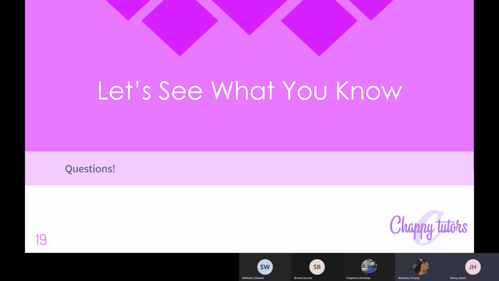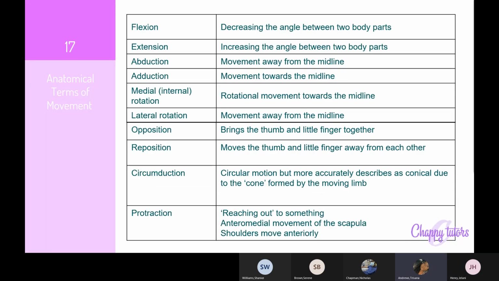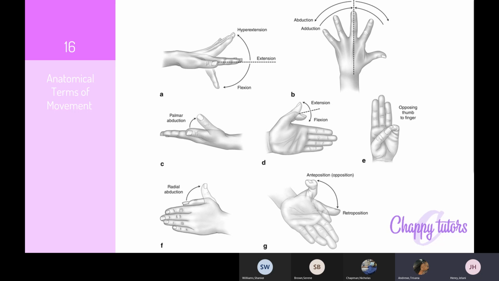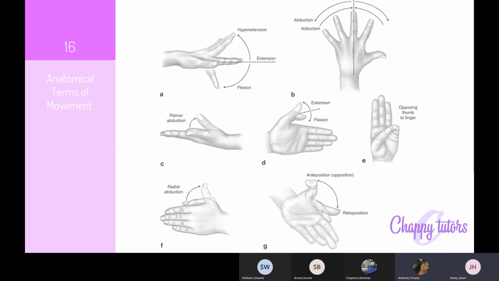For the radial abduction, when the hand is to the side, you said it moves away from the midline. So why wouldn't that be lateral? For F. Well, it is lateral. You are moving your thumb laterally. So it's radial abduction or lateral abduction?